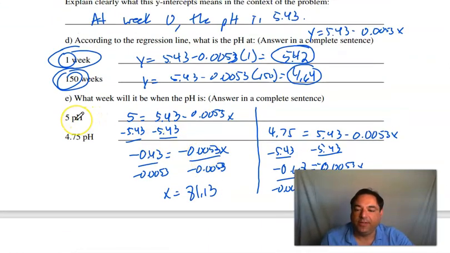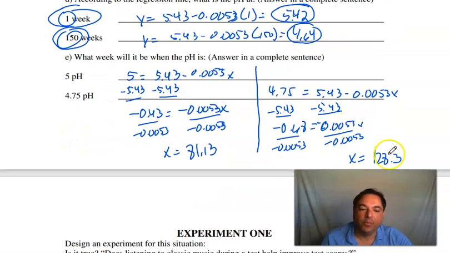For the pH to be 5, the predicted week would be 81.13. For the pH to be 4.75, the predicted week would be 128.3. Now, again, those are predictions based on data.